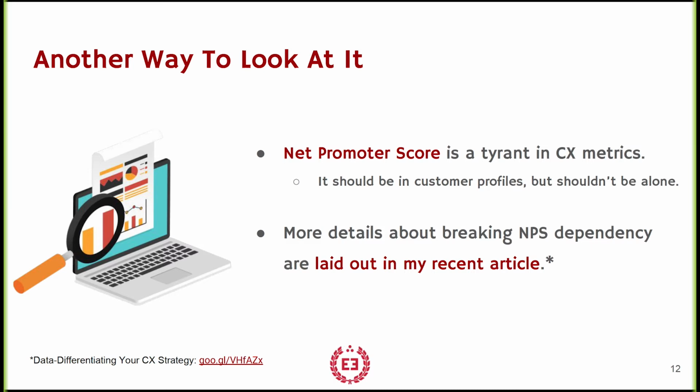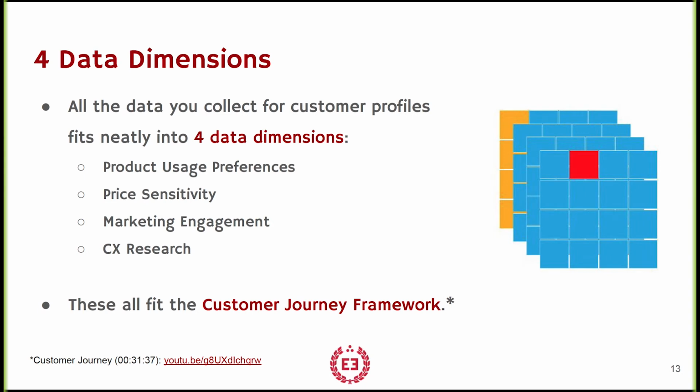So Net Promoter Score, which is a subsection of the data that goes into customer lifetime value calculations, because there's a monetary and a non-monetary calculation component, it's there. It should be included. It just shouldn't be at the top of the list. And it really has turned into a dependency within organizations. All right, well, let's talk about the dimensions that all of this data can fit into.